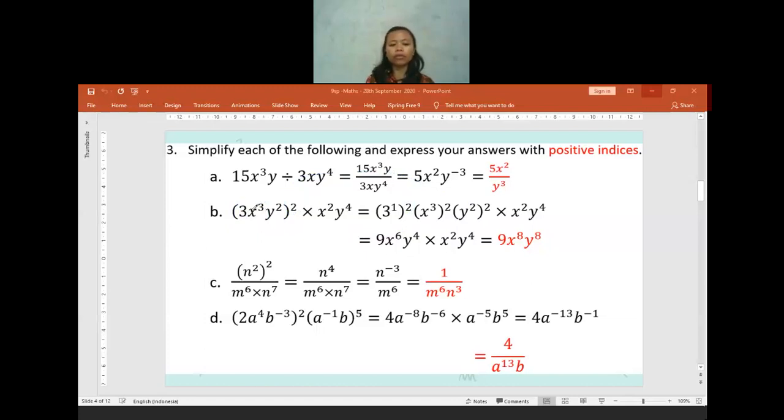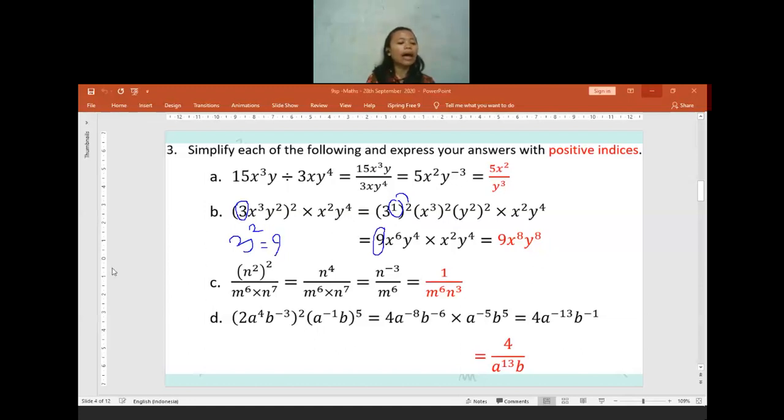So the very first one, I only have the number 3. If it is too confusing for you, if there is any number or any letter without a power, we can make our own power by giving a power of 1. Power with powers, we do times. So we have 3 to the power of 2, which equals 9. That's why I directly write it as 9.